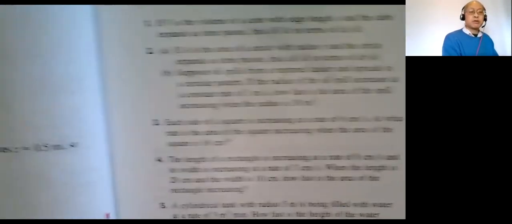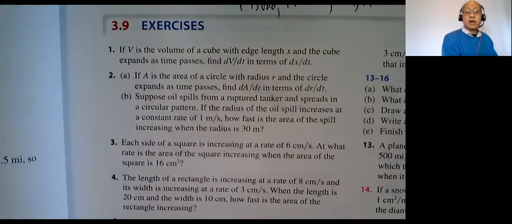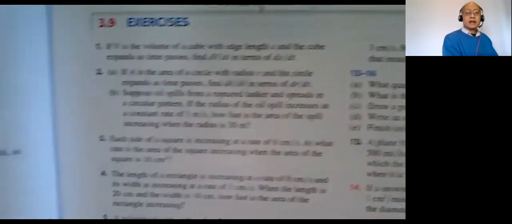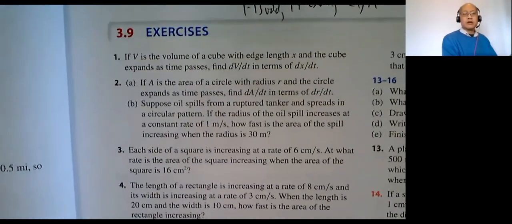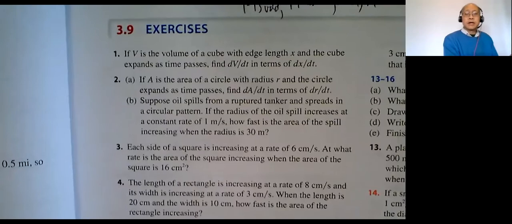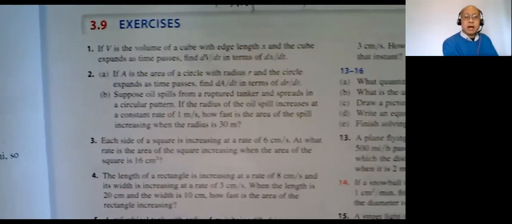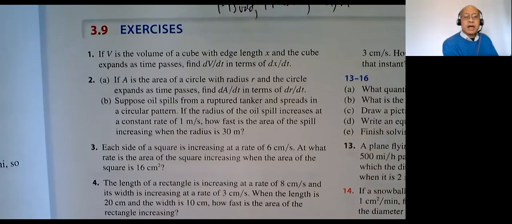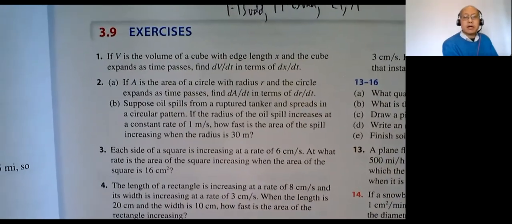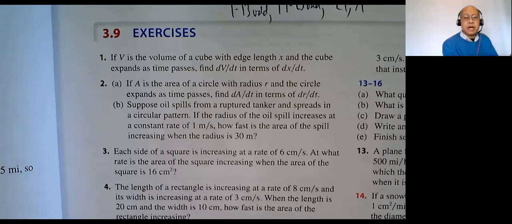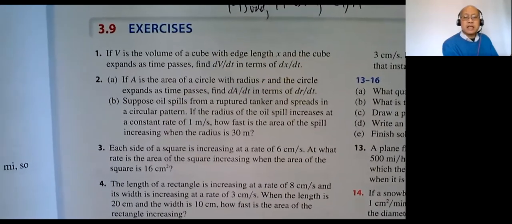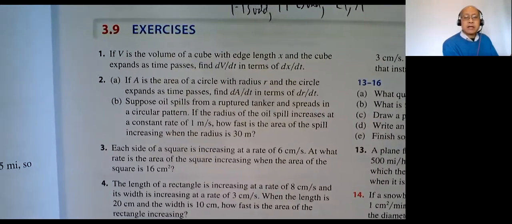Okay, I'm going to have you do one problem now in class on page 249. It's an even problem, number 2. I just want 2A. If you have absolutely no idea what to do, look at what we did for number 1. It's the same kind of thing. I'll hold it up for another 30 seconds or so. A is the area of a circle with radius r, and the circle expands as time passes. Find dA dt in terms of dr dt.